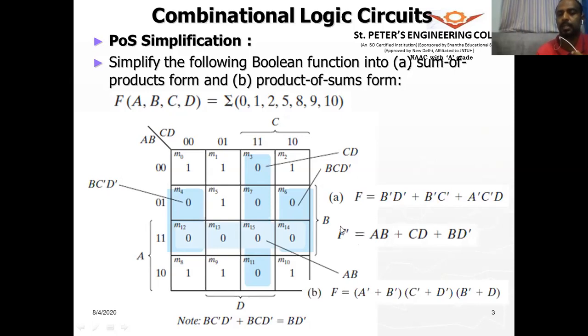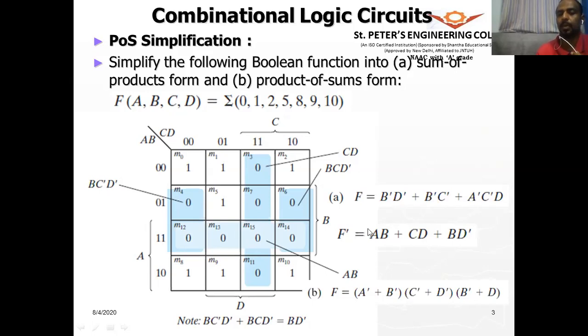So take the F complement. That means for whatever the functions, it is 0. You group them using the corner map, and then that is nothing but F complement. Then you complement that, then you get the F, which is nothing but the POS form. So this is the POS form, which is the result, the answer required for this question. So how do we obtain that? By taking F complement and you complement that result.